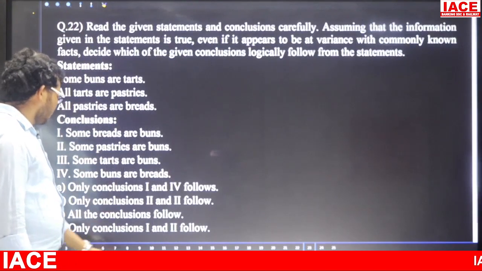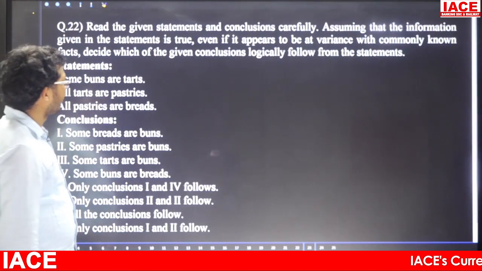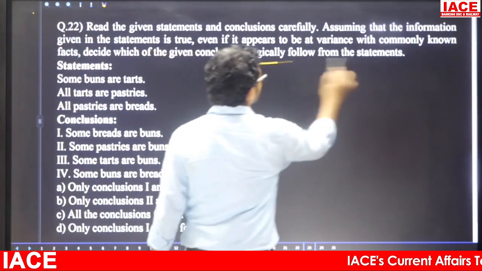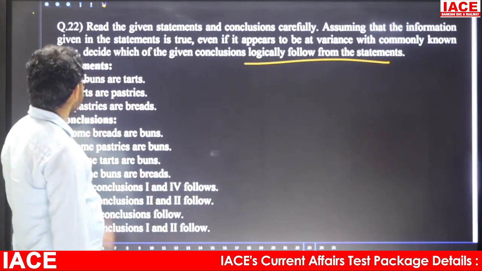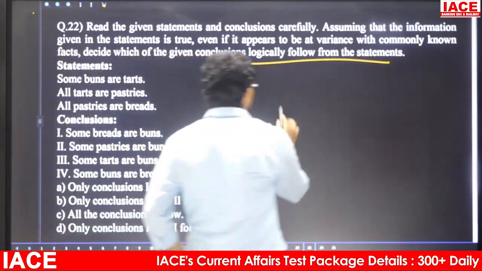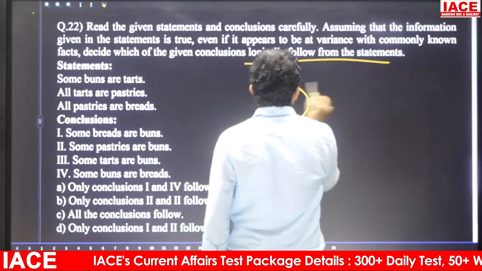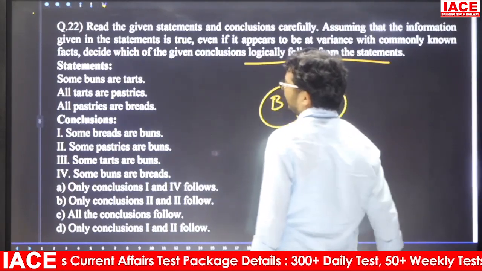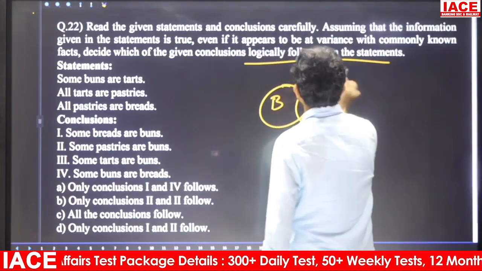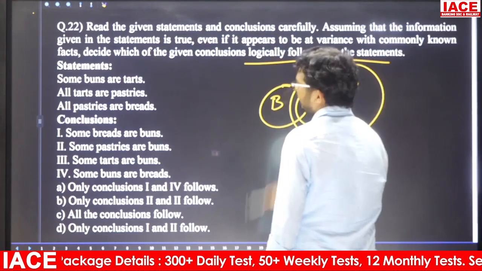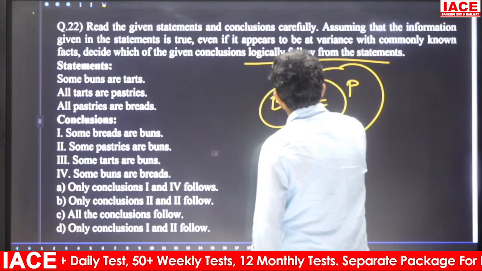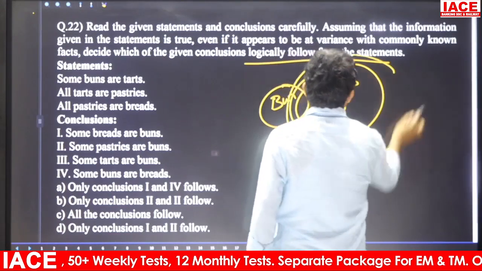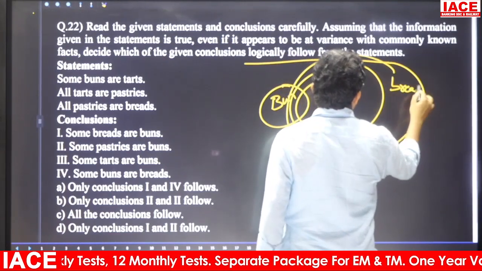Question number 22. Here again the question is from syllogism. Our requirement is which of the following conclusions logically follow from the given statements? Take the given statements. Some buns are tarts. Some part of bun is tart. Next, all tarts are pastries. Now all pastries are bread. This one is bun, and all pastries are bread.